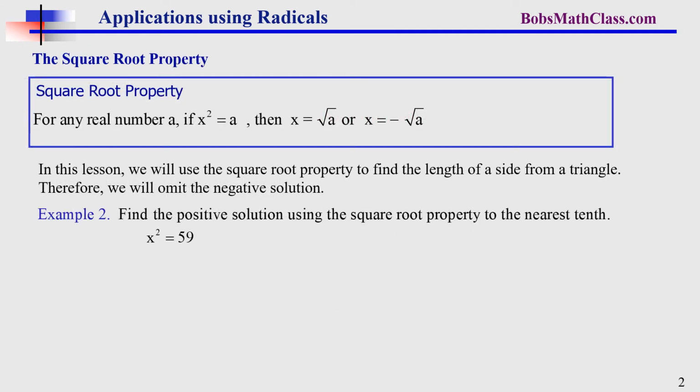We're going to talk about the square root property. And the reason we're talking about the square root property is because we're going to use it for the Pythagorean theorem. We'll do some more problems in detail on the square root property, but not in this video. Okay, so here's a property. For any real number a, if x squared equals a, then x equals the square root of a, or x equals the negative square root of a.